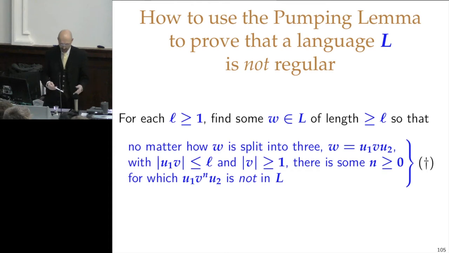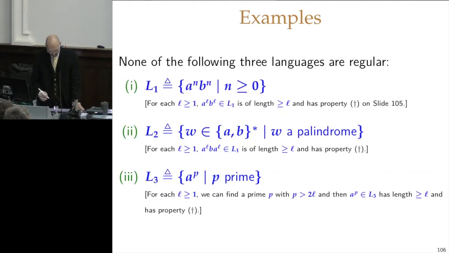Then this means the language is not regular because there's no way it could satisfy the property, which was that for every string above L, there was some way of splitting into three such that every string beyond L was pumpable, which means there was some way of splitting into three such that the middle section could be repeated arbitrarily many times. So all this sounds like gobbledygook until you see some examples.